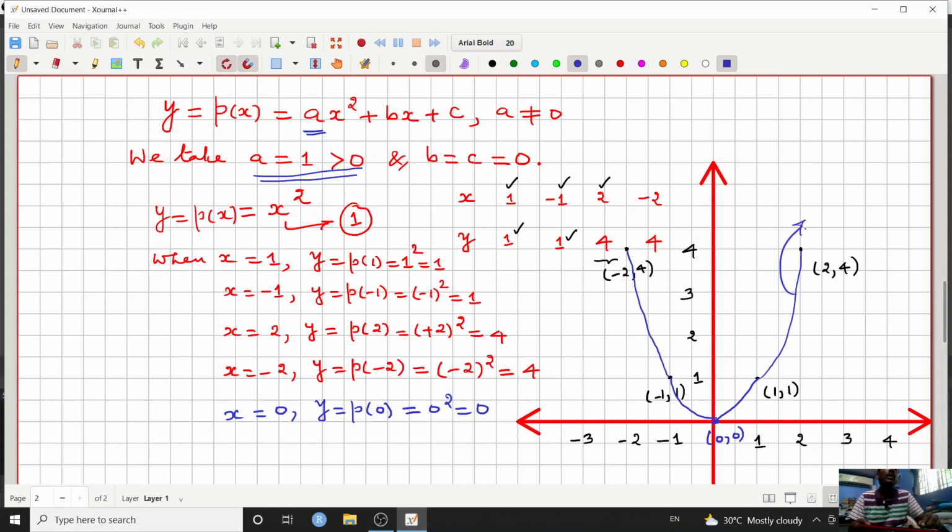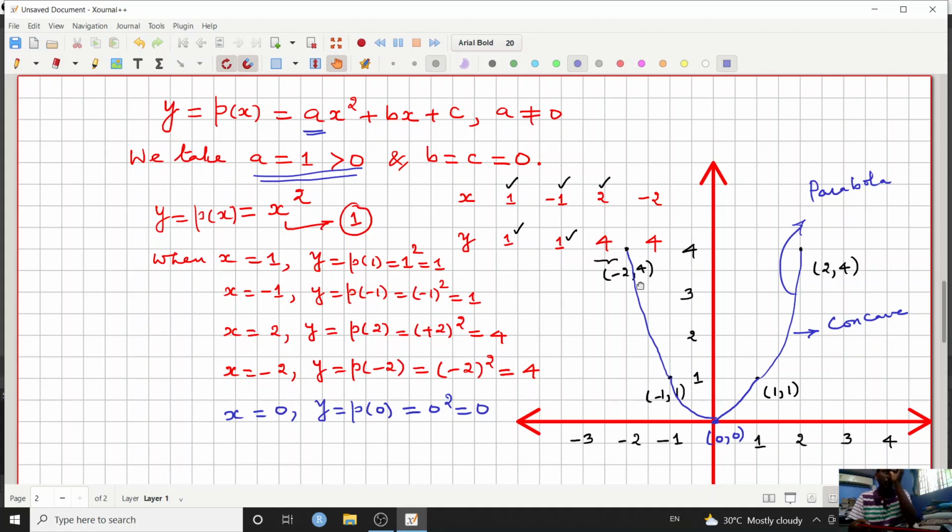This is a parabola which is concave up. So when you take the coefficient of x square, namely a, to be 1, and it is greater than 0, what you will get is a concave up parabola. This is what you get.